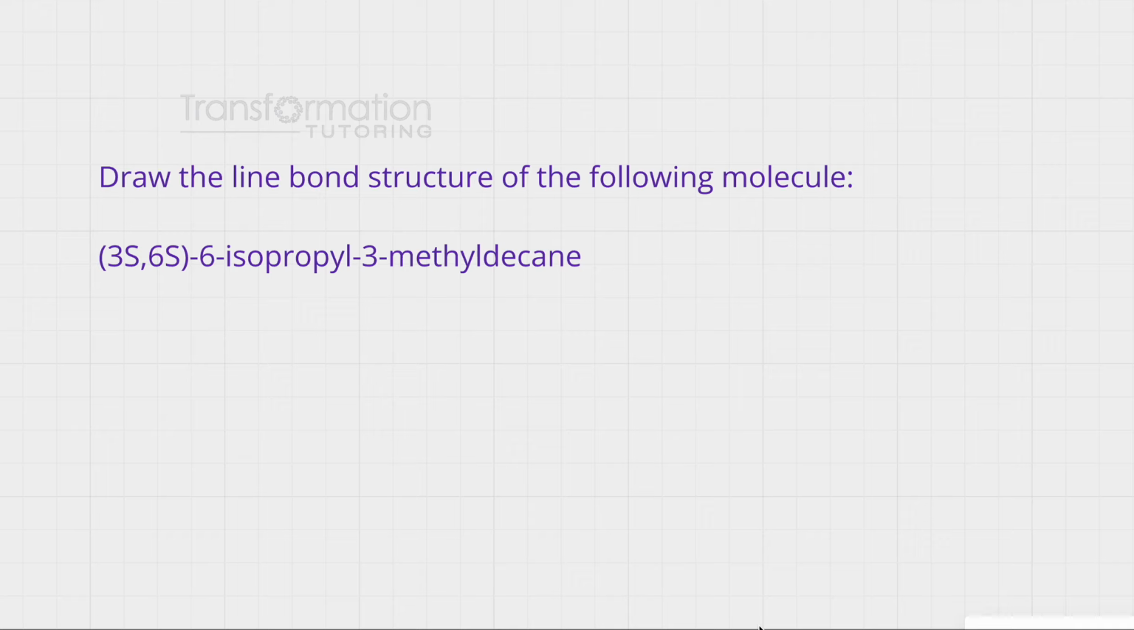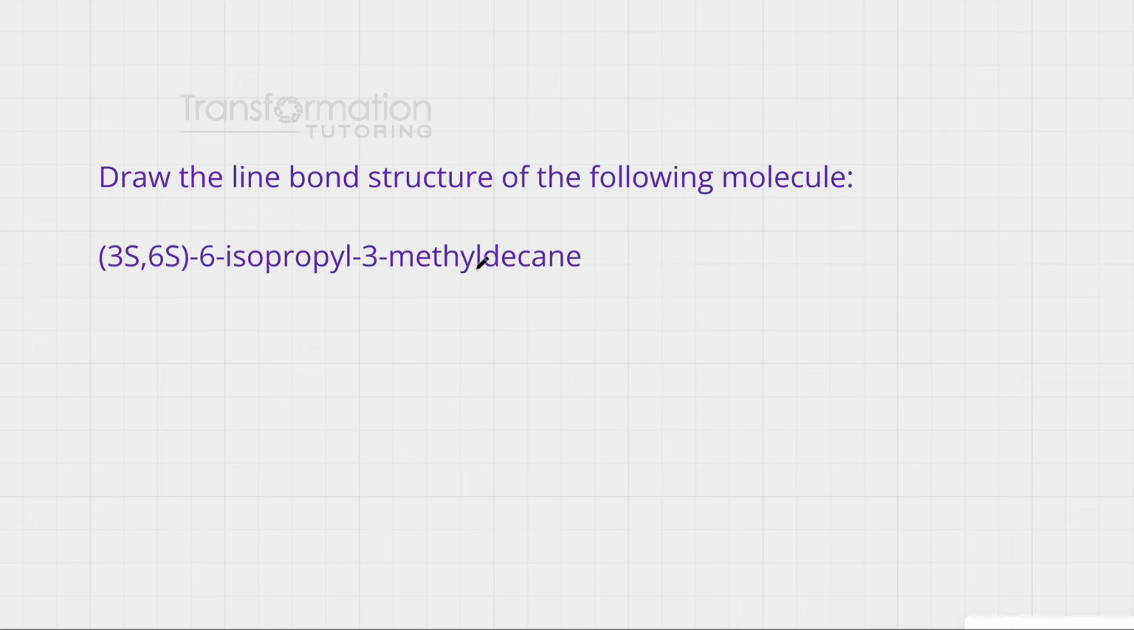Draw the line bond structure of the following molecule: 3S, 6S, 6-isopropyl 3-methyldecane. So today we will learn how to draw molecules and also how to draw the correct chiral centers with the correct configuration on your molecule if it's inside the name.